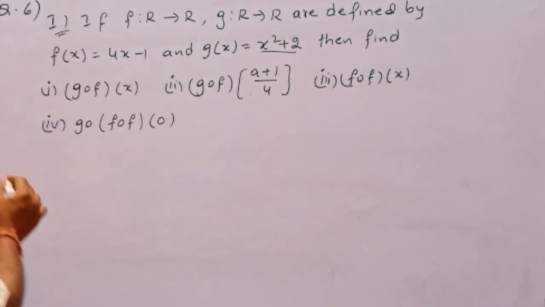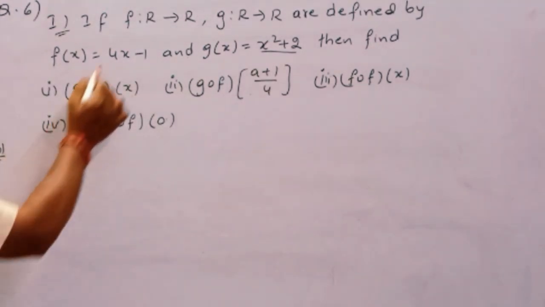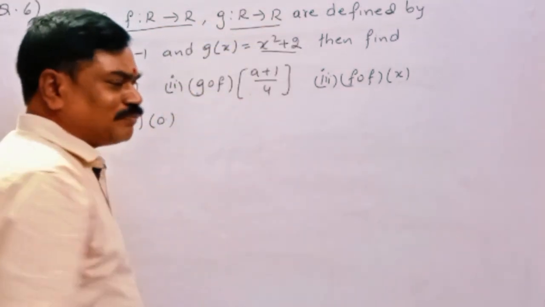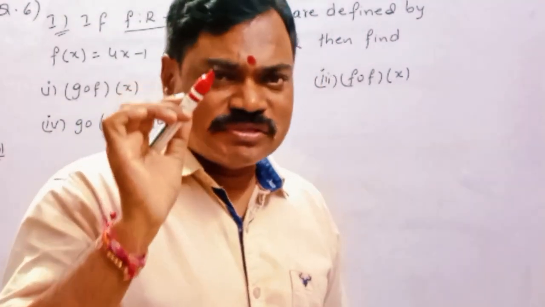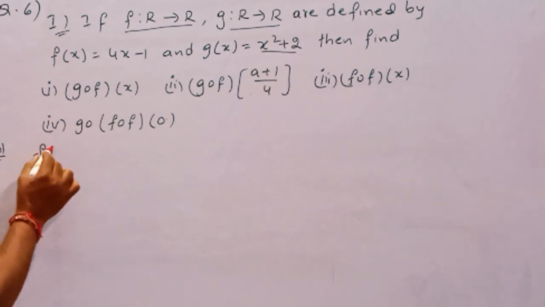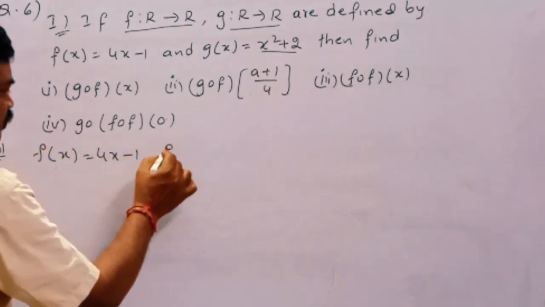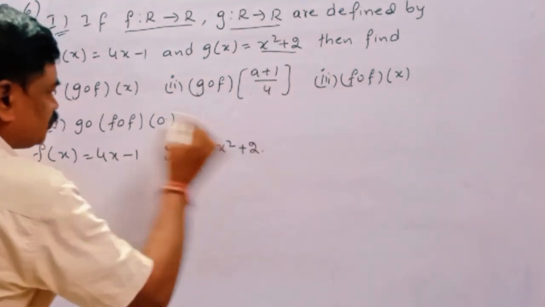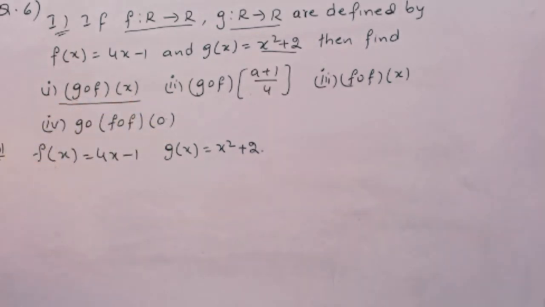So what is given here, you write first: f is the R to R function, g is the R to R function. Means what? f is a real valued function, g is a real valued function, and given f of x is equal to 4x minus 1, g of x is equal to x square plus 2. Okay, all of you, you find this one first.